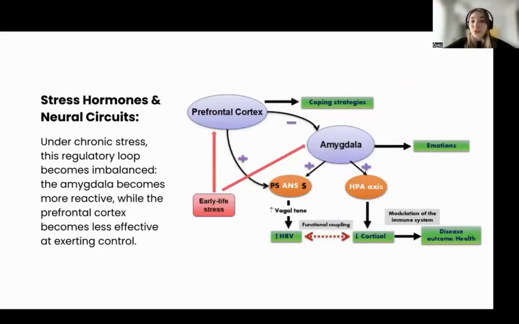So this image also shows how stress hormones interact with the neural circuits. I think you can pause this video and look at this table and see how the interaction happens amongst the hormones and the neural circuits and how it is being perceived. But just to give you an overview, the cortisol binds to the receptors that are usually highly concentrated in the hippocampus, the amygdala and the prefrontal cortex. And these regions, you see, are therefore particularly sensitive to the stress hormones because we see the binding.